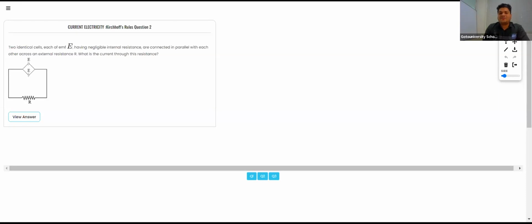Parallel. In the parallel case, what will happen? Yes, in the parallel case, your E will be the same. E will be equal to E1, that will be equal to E2. And what is the formula for I? I is nothing but your E net over R. So what is E net? E net is your E. What is R? R will be your R. So your current will be how much? Your current will be equal to E over R. Okay, so these were the things in our topic cells in series and parallel.